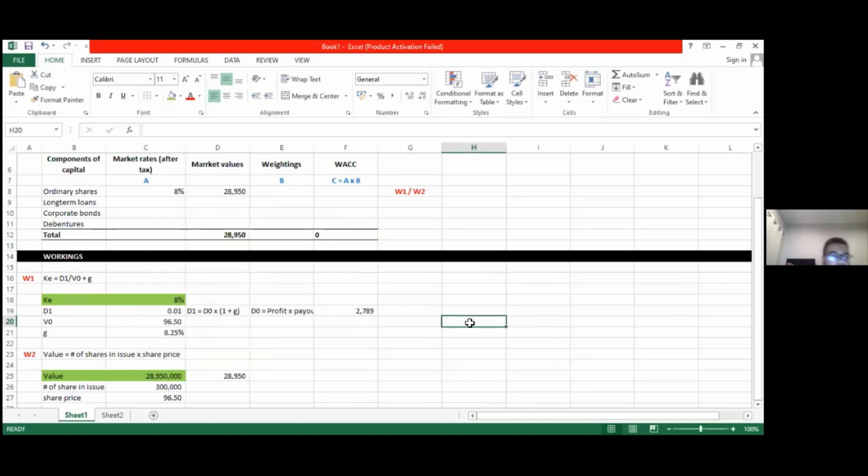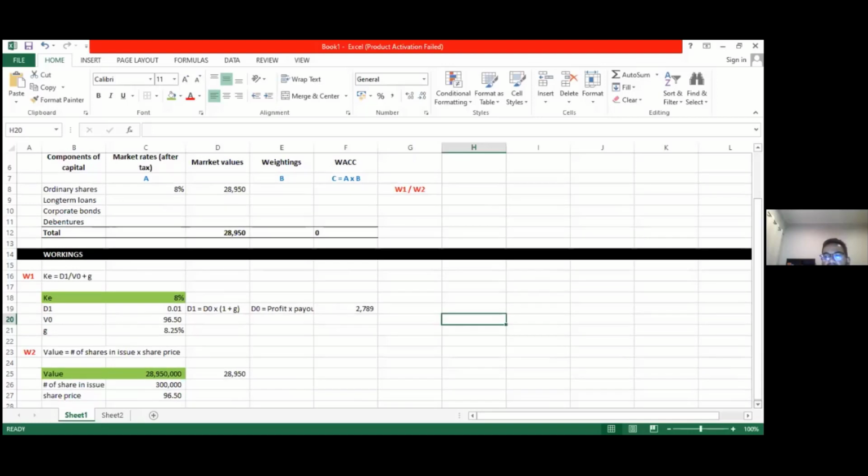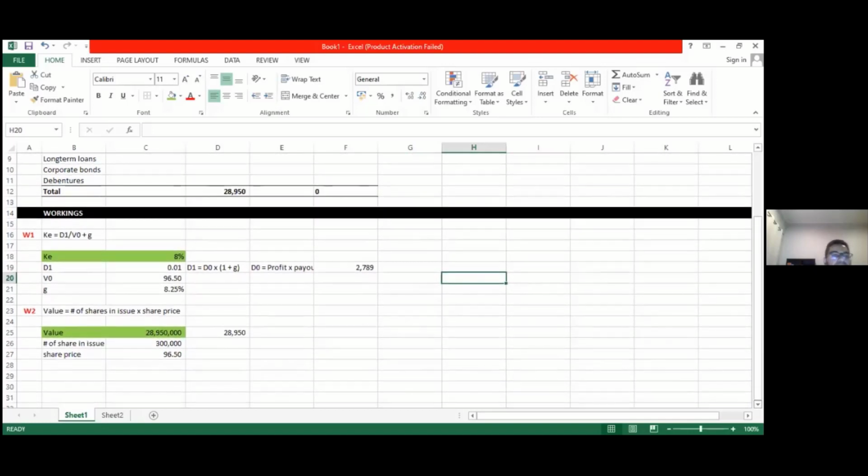Okay, so now we can move on. We dealt with the market value of ordinary shares. Remember, for the market rate for ordinary shares, there's no tax taken into account. So the before tax rate and the after tax rate is exactly the same because there's no tax deduction for dividends paid. Now we're going to deal with the market rates for debt. So I'm going to do it over here, working three.